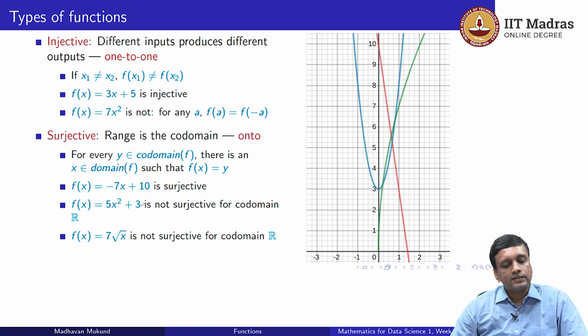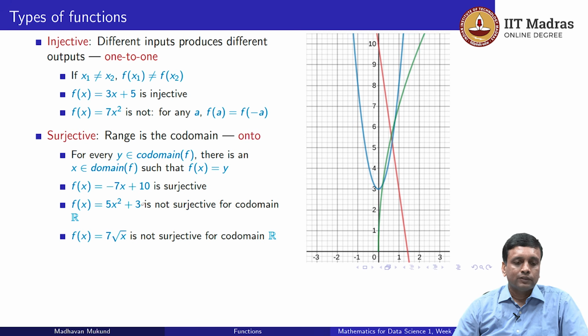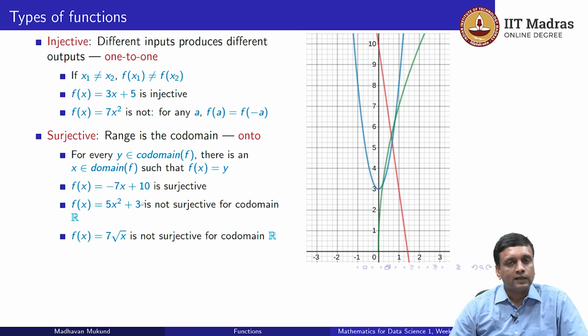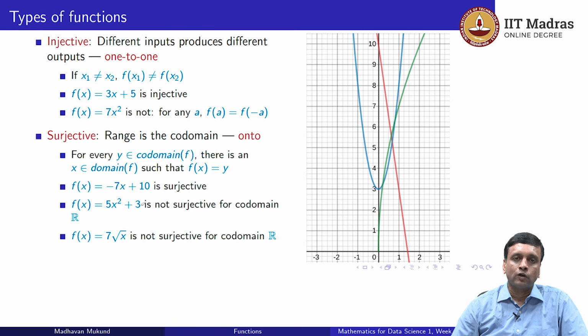Similarly, if I take this 7 square root of x function, then we know that even if we take the codomain to be R, so we only take square roots of positive numbers, we will never get a negative answer because by convention we have taken positive square roots. So this is again not a surjective function. So these are two important properties of functions. Are they injective? Is it one-to-one? If I give you different inputs, do I get different outputs? And is it surjective? Is it onto? Does every possible output have a corresponding input that maps to it?